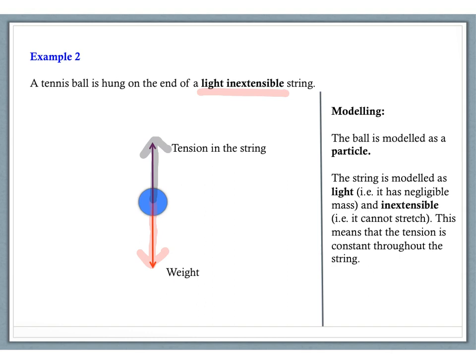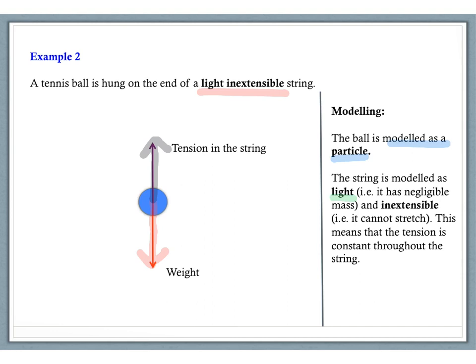The ball is modelled as a particle, and the string is modelled as being light. This means that it has what we call negligible mass. So we assume that the mass of the string is so small compared to the mass of the actual object that we can ignore the mass of the string. So we don't have to take the mass of the string into account when later on we do some calculations.